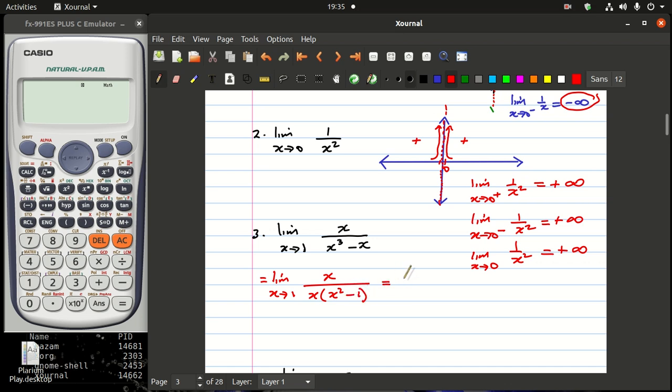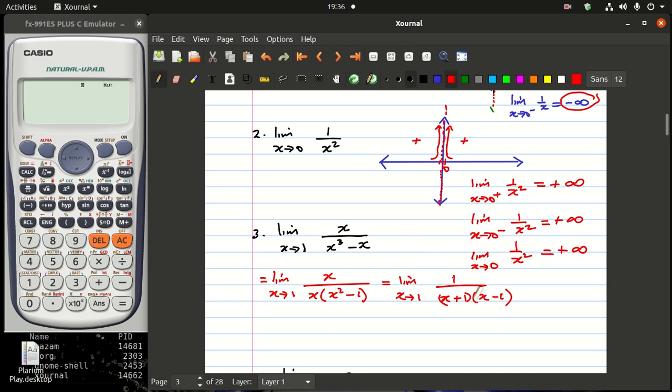And of course, this is going to be the same as the limit as x approaches 1 of this x, and that x will cancel out, and now you'll be left with 1 over x plus 1 and x minus 1. I'm trying to factorize this here.